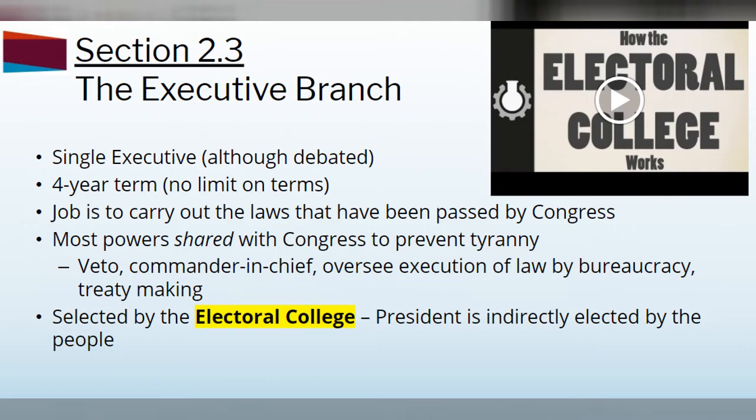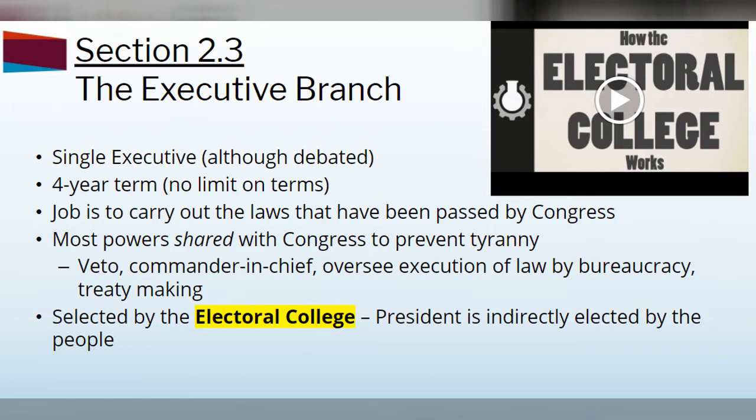And believe it or not, there were actually some people that came up with the idea that there should be multiple executives, maybe even like 3 presidents. Benjamin Franklin was a proponent of that idea. Some argued that there should be one president from the North, one president from the South, and one president from the middle states. But as we're going to see next week, Alexander Hamilton fought vociferously for there to only be one president. The president is given a 4-year term.